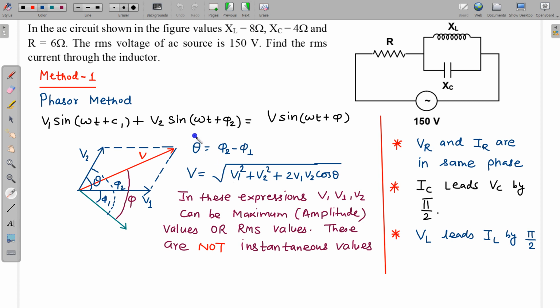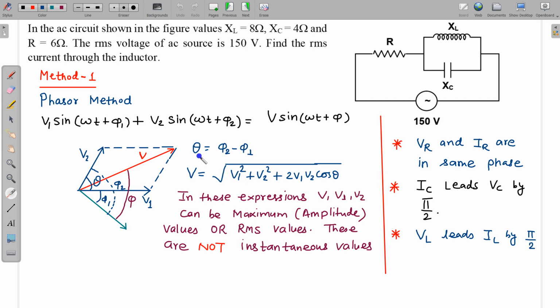For instantaneous values, I would put time here. Let's say t is equal to 0 or t is equal to 1. If I put t is equal to 0, this expression becomes v1 sin phi 1 plus v2 sin phi 2 is equal to v sin phi. So this is the instantaneous relation. The relation in the vector diagram is just the mathematical relation between the amplitudes or RMS values.